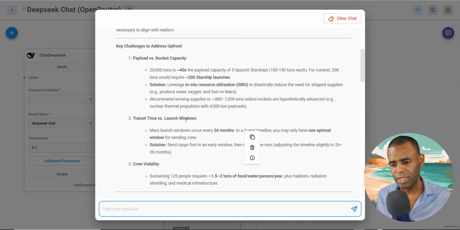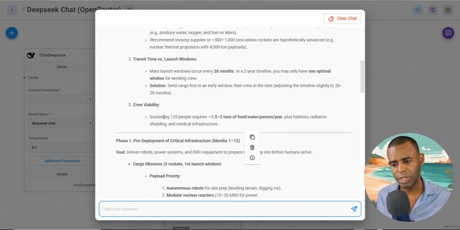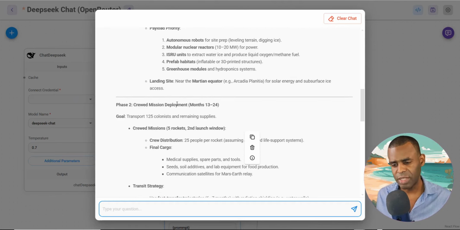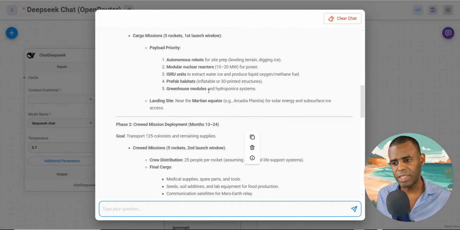And then it talks about the transit time versus the launch window. I'm not going to read the whole thing, but it gives us some of the considerations when planning a mission to Mars. And then it breaks down the project: phase 1, pre-deployment of critical infrastructure, and phase 2, crewed mission deployment. And then it gives us the time frame.